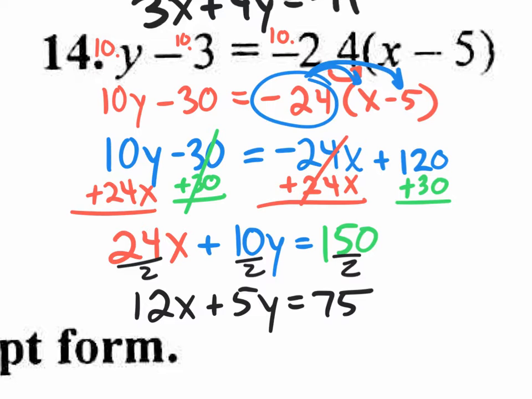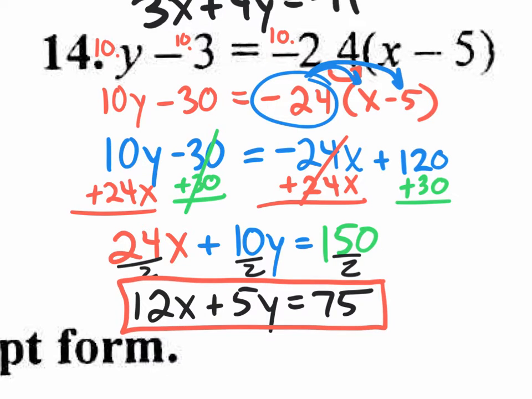And I believe that's all you could divide by, because 12, 5, and 75 don't have a common multiple. So that would be your simplified standard form equation. If you check the back side, that's what you should see.